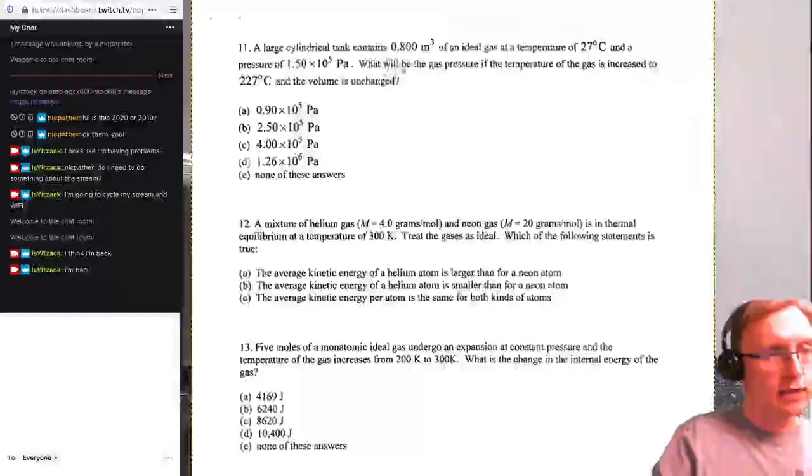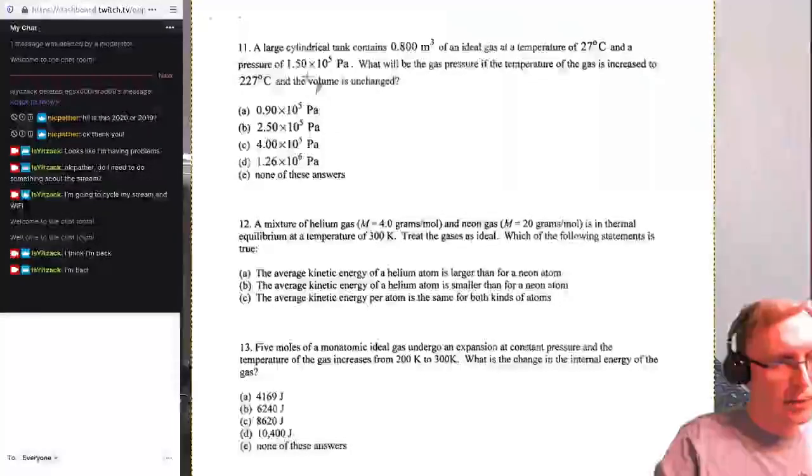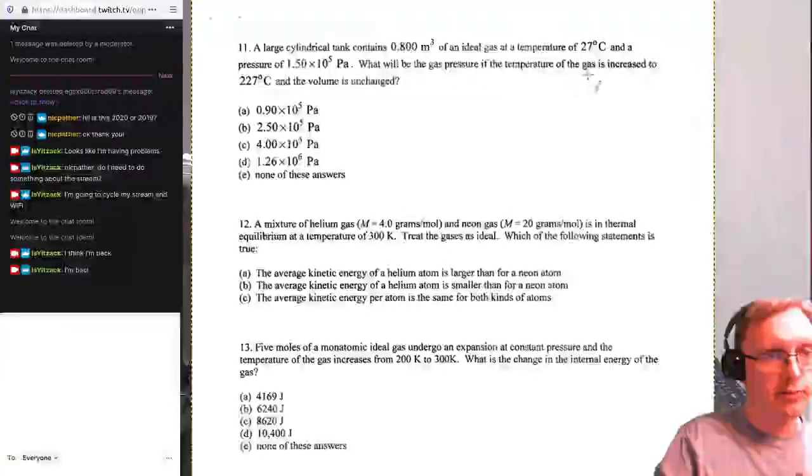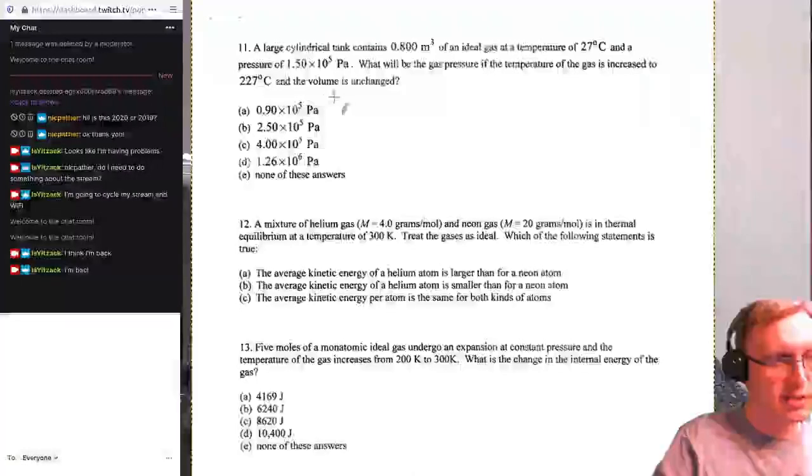A large cylinder tank contains 0.8 cubic meters of an ideal gas at 27 Celsius and a pressure of 1.5 times 10 to the 5 pascals. What is the gas pressure if the temperature of the gas is increased to 227 Celsius and volume is unchanged?